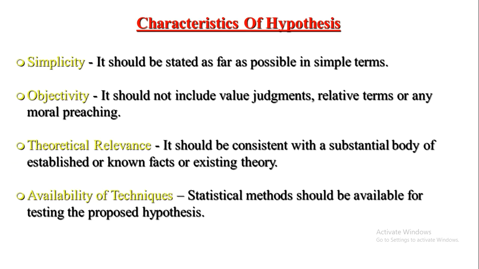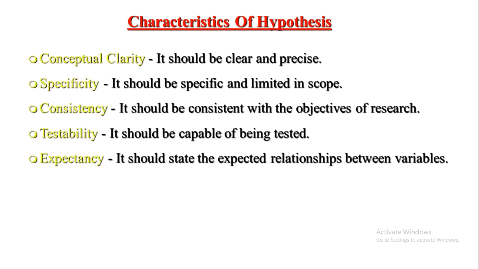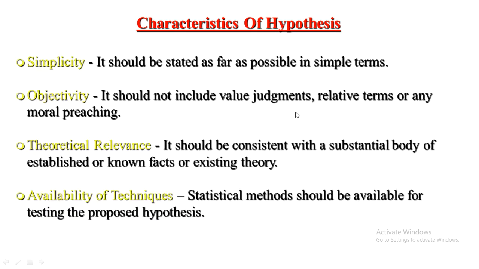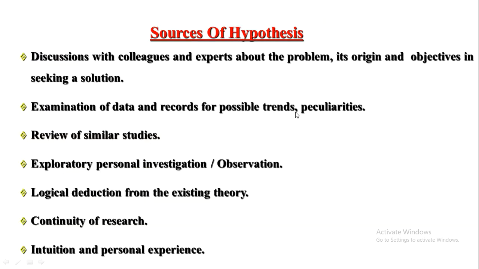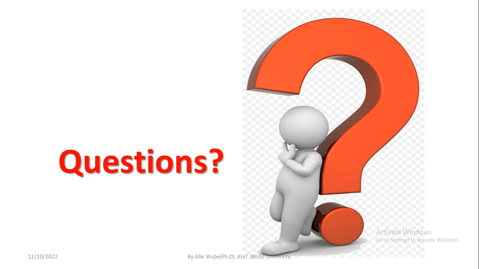The next thing is hypothesis. What is a hypothesis? A hypothesis is a predictive statement about the relationship between variables. A hypothesis must contain at least one independent variable and one dependent variable. Any hypothesis has its own characteristics, and hypotheses are classified in different ways and found in different forms. This is for some concepts of research.